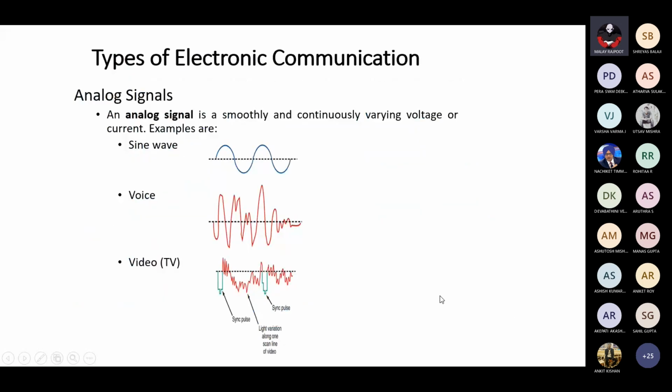And as we see, analog signals are going to be smoothly and continuously varying voltage or current. So examples, we have a sine wave. So it's a continuous waveform, and it's a voice signal. So this is a voice signal. Here again, it fluctuates with time. And a video signal or a television signal, so it's something like this. Okay, so all these are examples of analog signals.